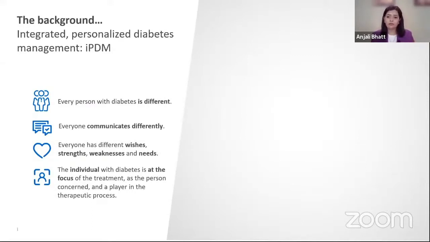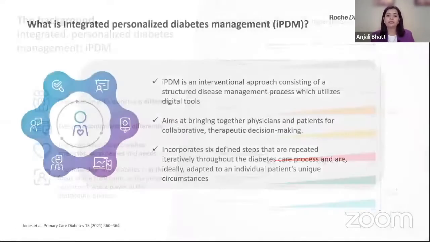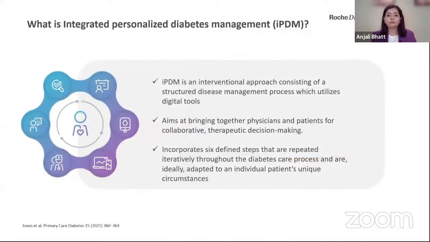We have discussed that every person is different, not only in terms of the profile of carbohydrate metabolism abnormalities, but people communicate differently. They want different things from life. They have different strengths and weaknesses. When we shift our focus from treating diabetes or treating the blood glucose to treating the patient, we understand that it is important to personalize, and there are multiple factors that can be taken into account. So this is the structured solution, which was tried in trials, called integrated personalized diabetes management.